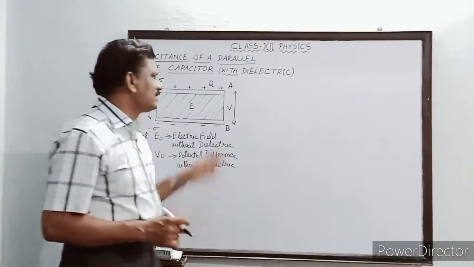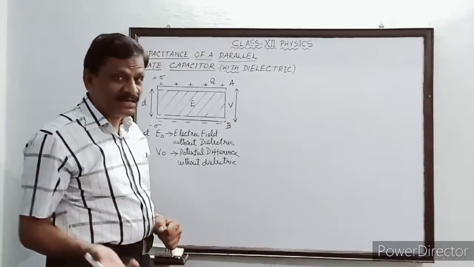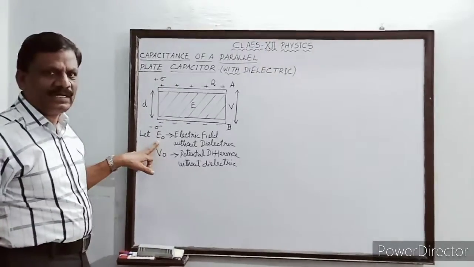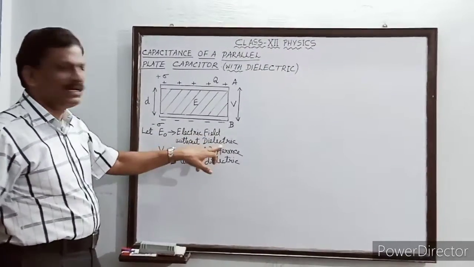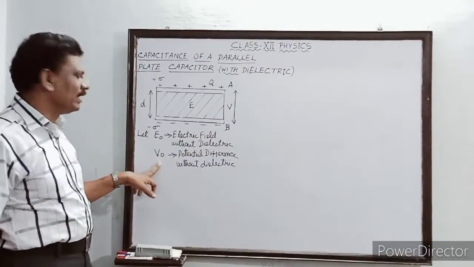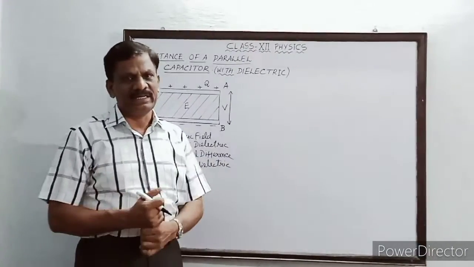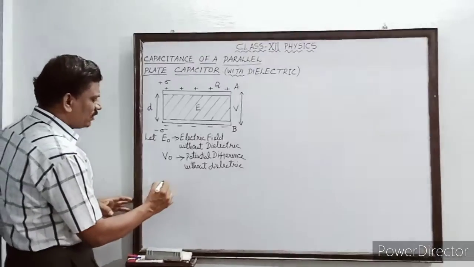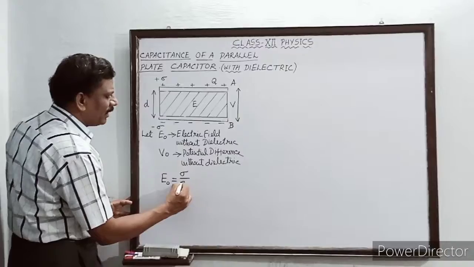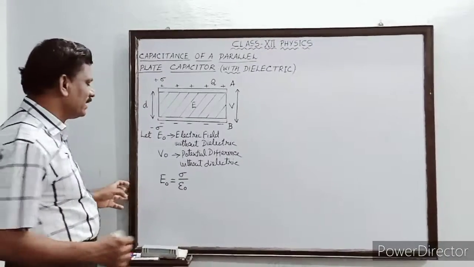Before introducing the dielectric, in the absence of the dielectric, the electric field initially was E naught. So I have written E naught is the electric field without dielectric. Similarly, the potential difference before introducing the dielectric was V naught, the potential difference without the dielectric. Understand? So what should be the expression for E naught? E naught is equal to sigma by epsilon naught, the electric field before introducing the dielectric.